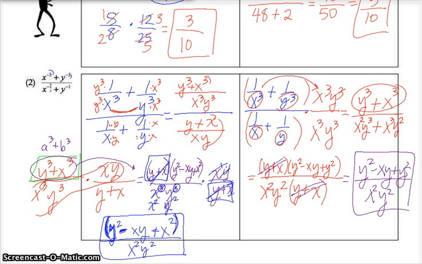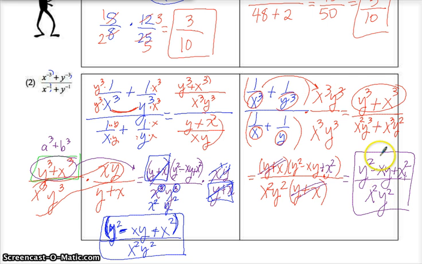Oops. Made a little mistake here. Made it twice. Sorry about that. So y squared minus xy plus x squared divided by x squared y squared.